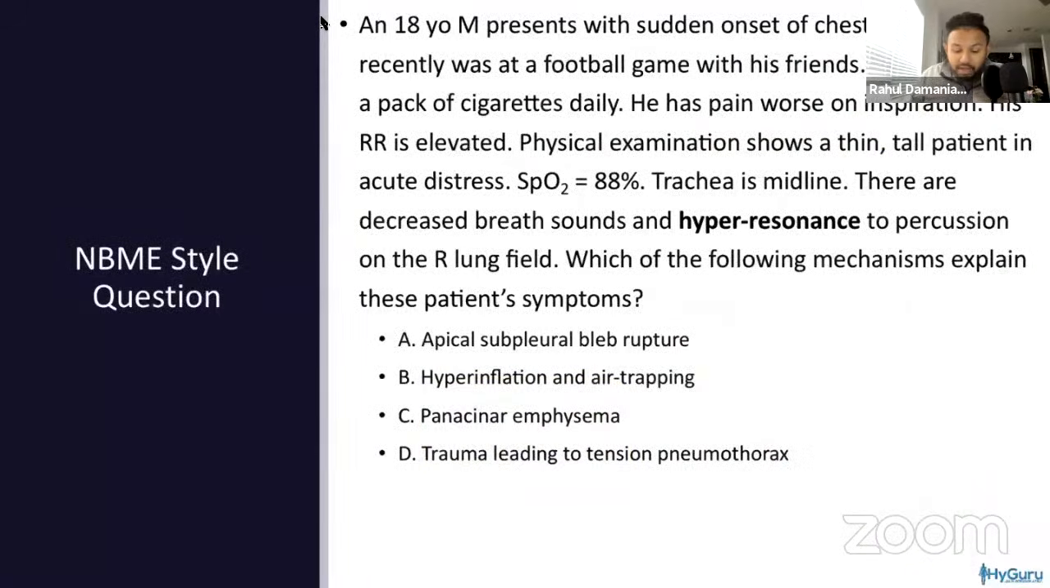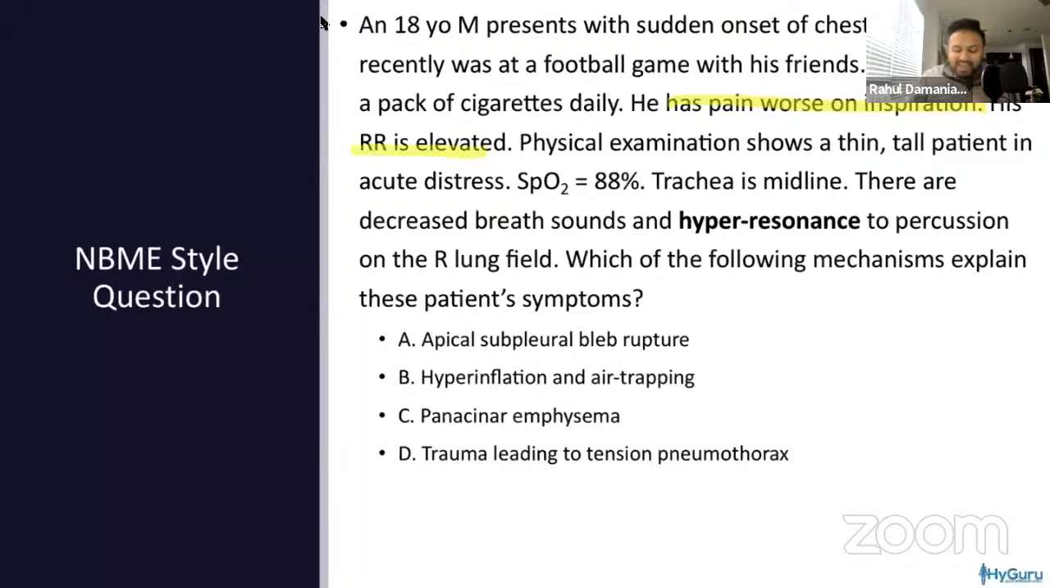An 18-year-old male presents with sudden onset of chest pain. He recently was at a football game with his friends. He has smoked a pack of cigarettes daily, and he has pain worse on inspiration. I want to pause right here. Pain worse on inspiration, that's called a pleuritic chest pain, very high yield.